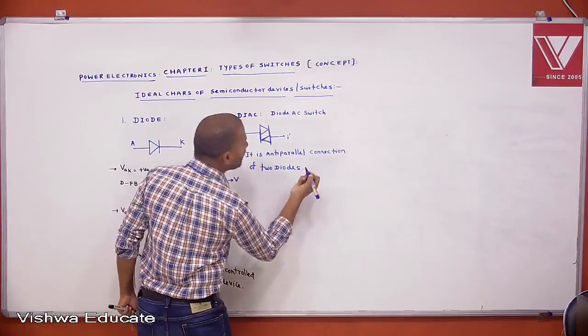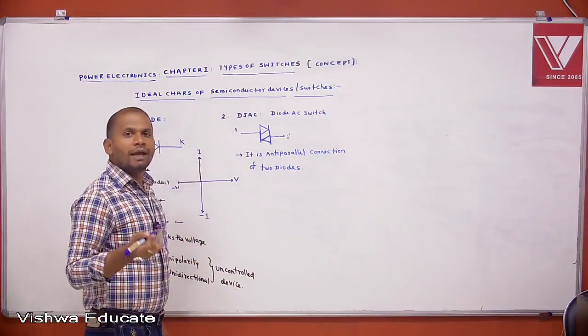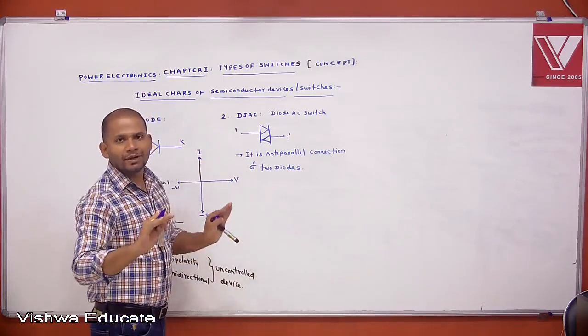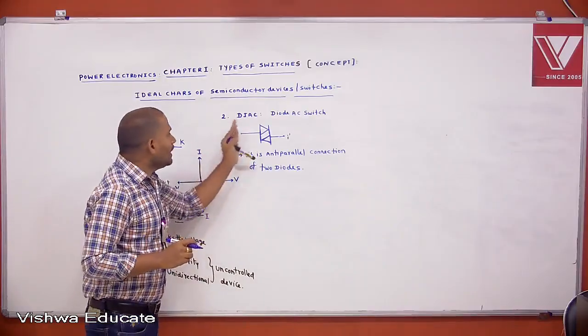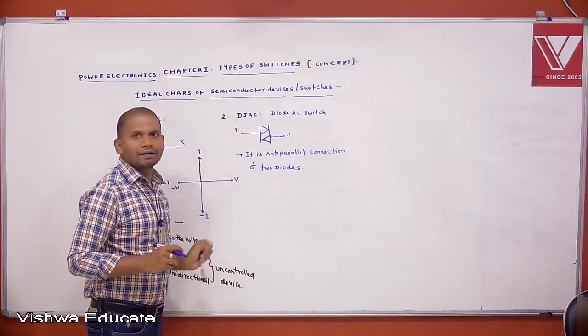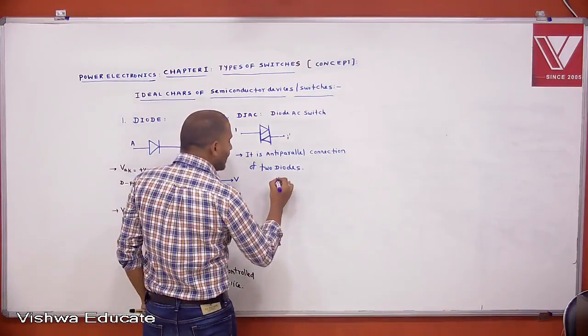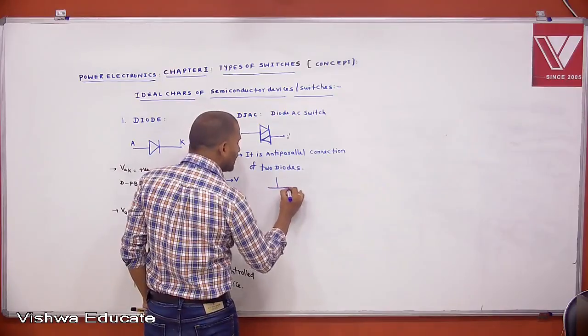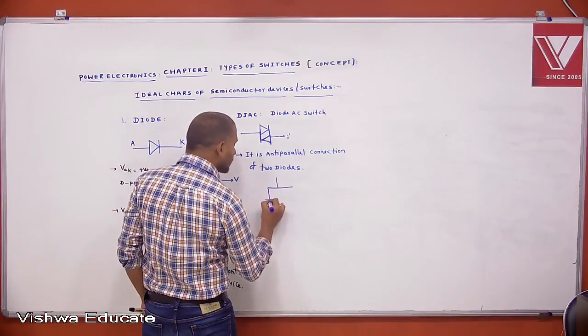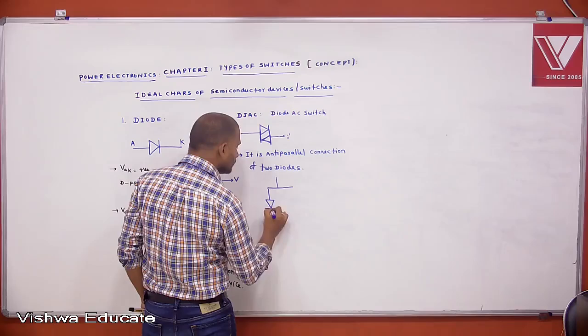It is an anti-parallel connection of two diodes. In detail about this diode concept, in a separate session I will discuss. But here I am explaining only the ideal characteristics of devices. The anti-parallel connection of two diodes means the equivalent circuit is drawn like this.